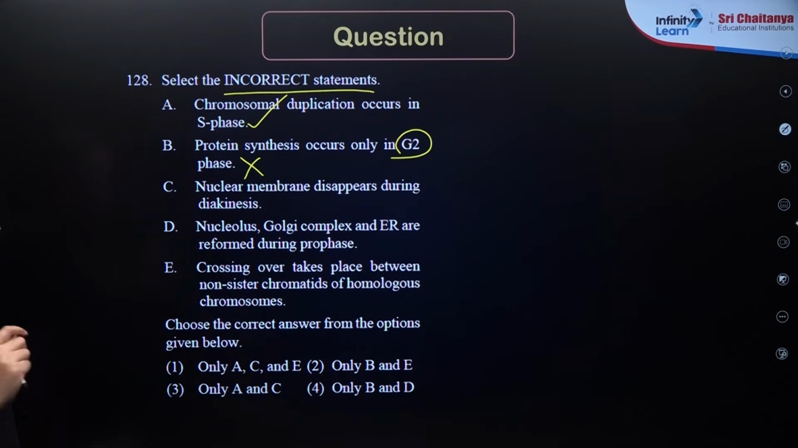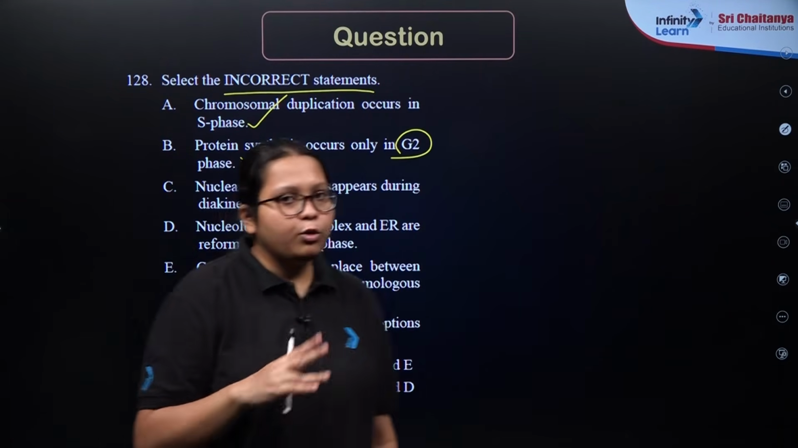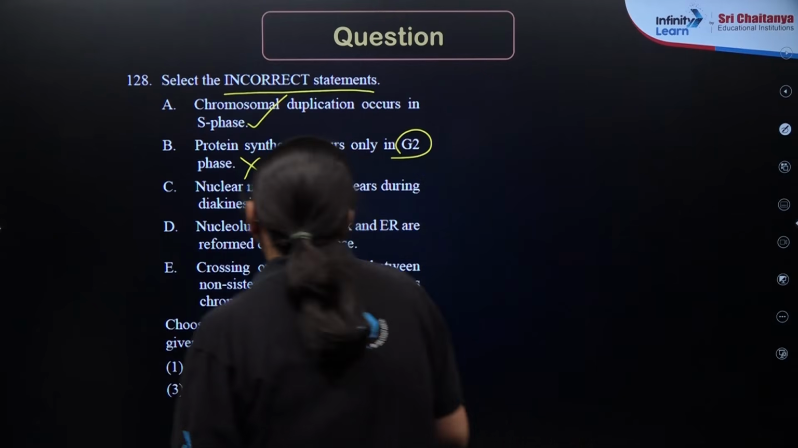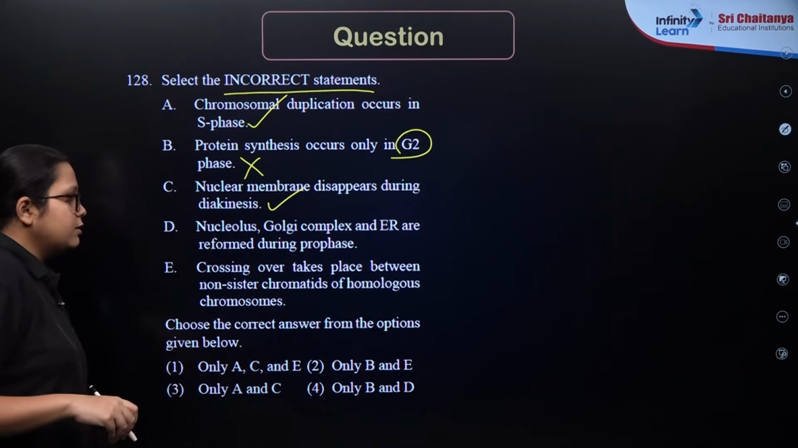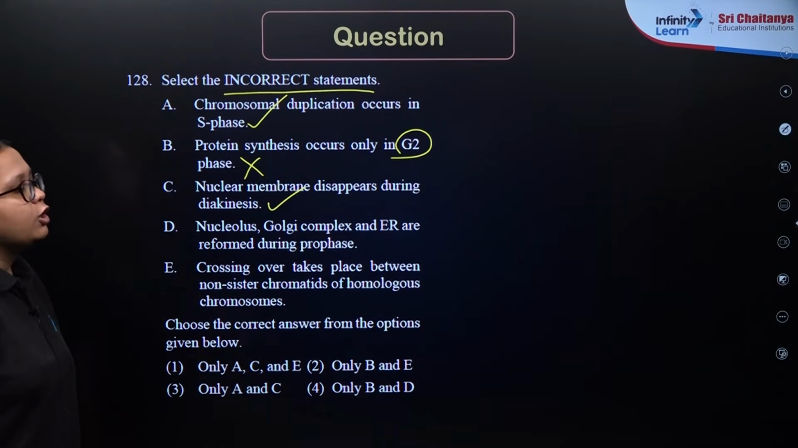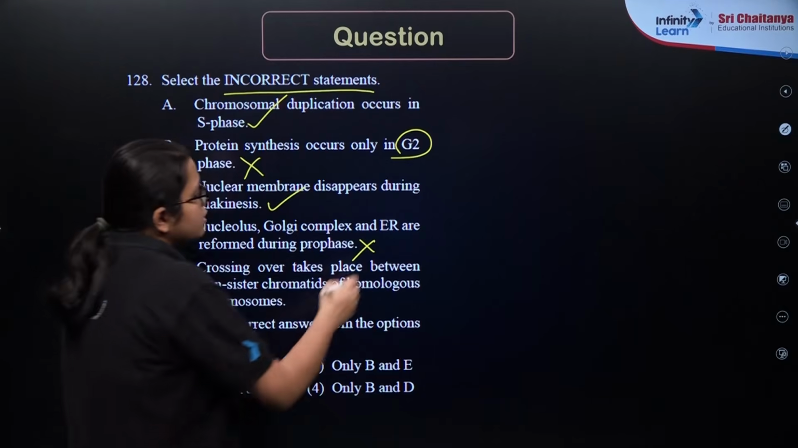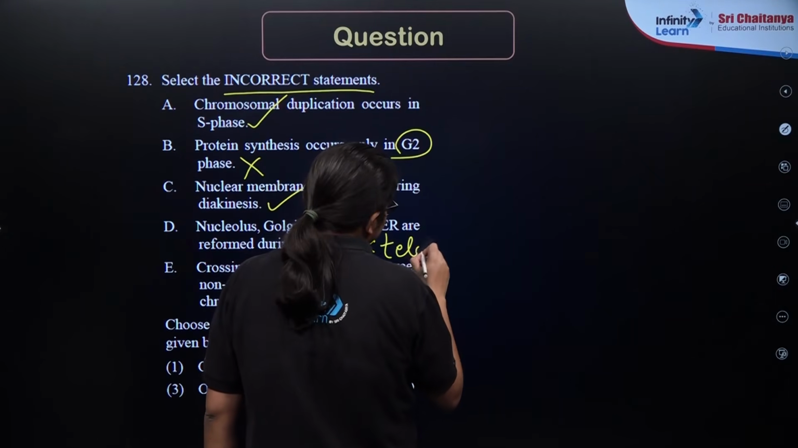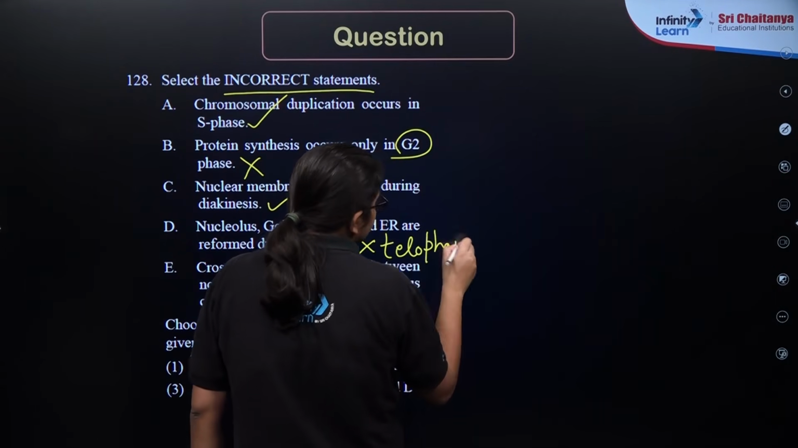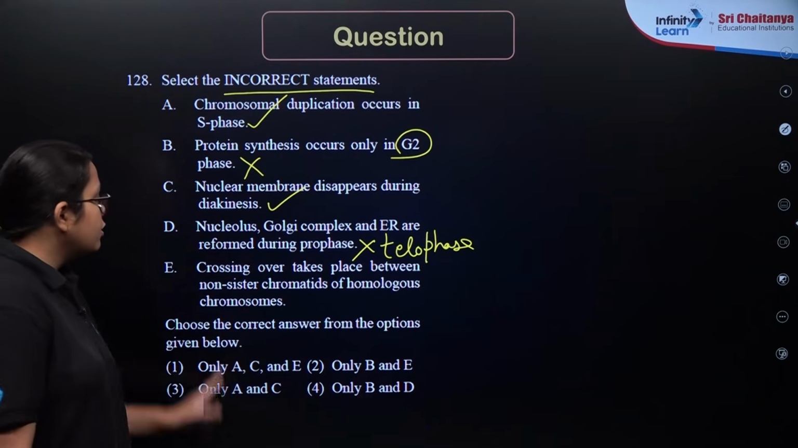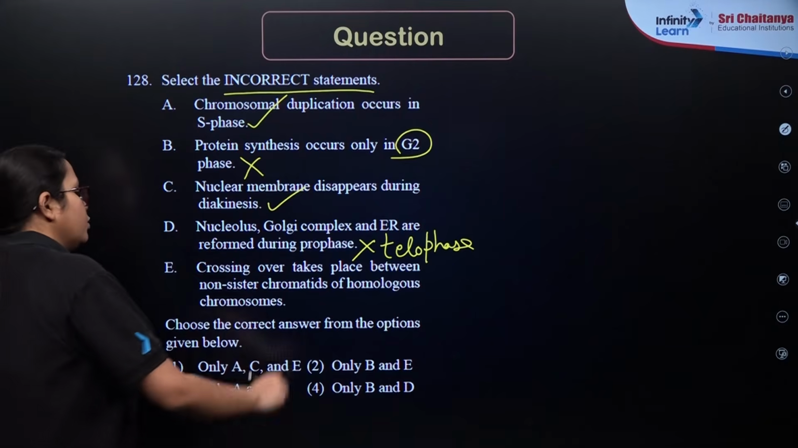Third one, nuclear membrane disappears during diakinesis. Diakinesis is the end of prophase 1. So, by the end of prophase, obviously the nuclear membrane will disappear. So, this is correct. Next, nucleolus, Golgi complex, ER are reformed during prophase, not prophase. They are reformed during telophase. And the last one, crossing over takes place between non-sister chromatids of homologous chromosomes.